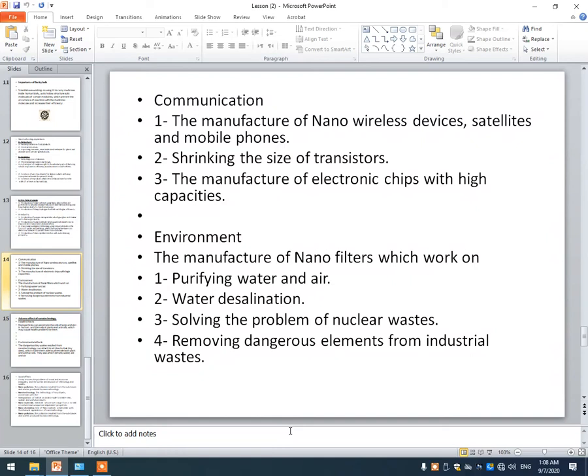We can also use nanotechnology in the environment to manufacture nanofiber, which works on number one, purifying the water and the air. Number two, water distillation. Number three, solving the problem of nuclear wastes. Number four, removing dangerous elements from industrial waste.